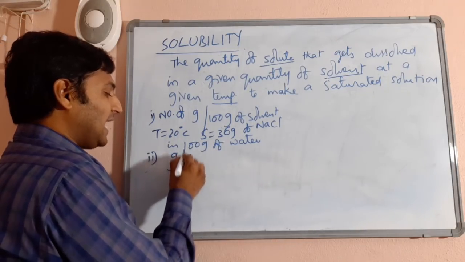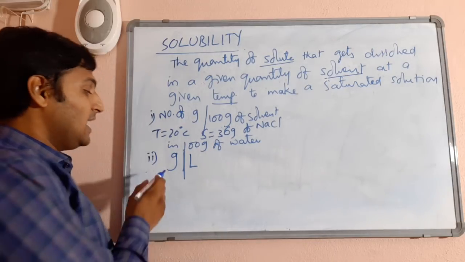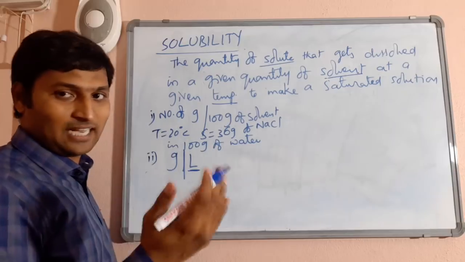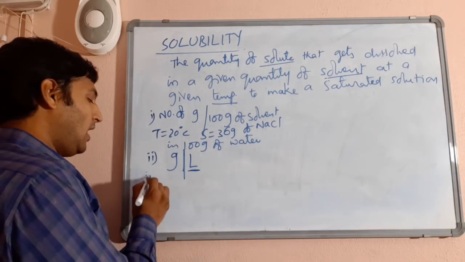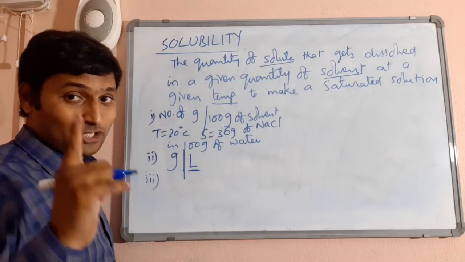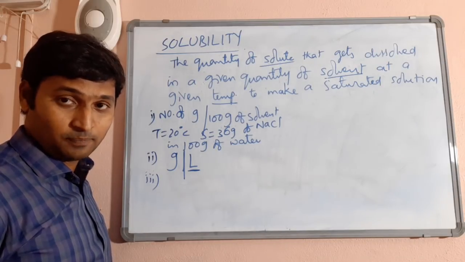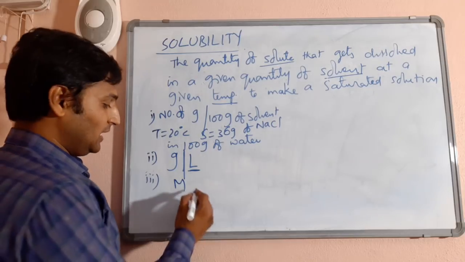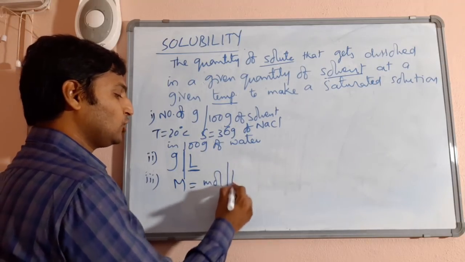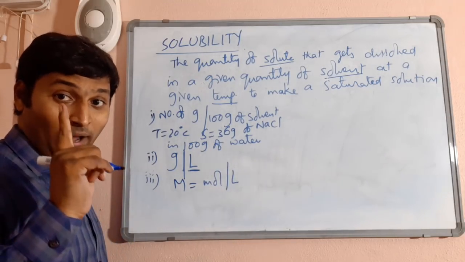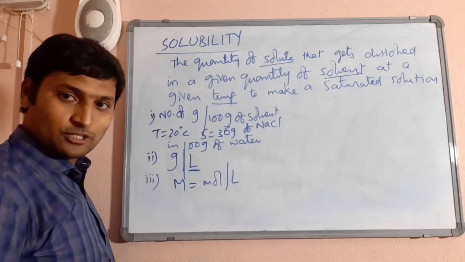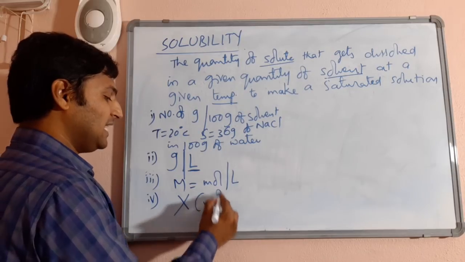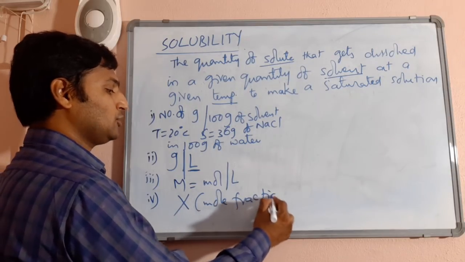it will be expressed as grams per liter. That is, the number of grams of solute that can be dissolved in 1 liter of solvent to make a saturated solution. Or, I have already told you when I was teaching applications of Kohlrausch law that solubility can be expressed as molarity also. That is, the number of moles of solute that can be dissolved in 1 liter of solution. So, moles per liter. Or, lastly, it can be expressed as mole fraction also.